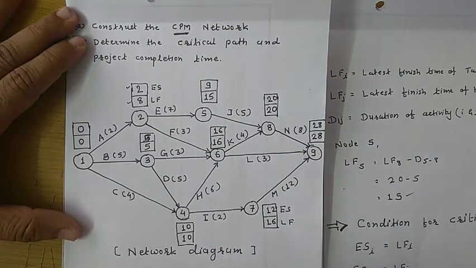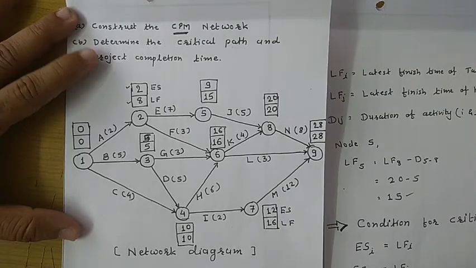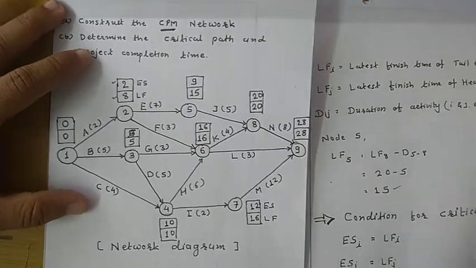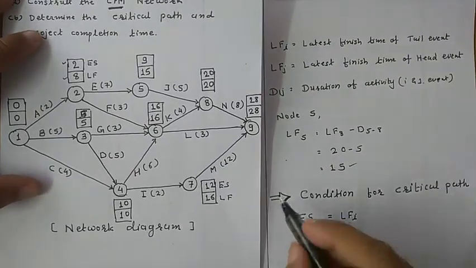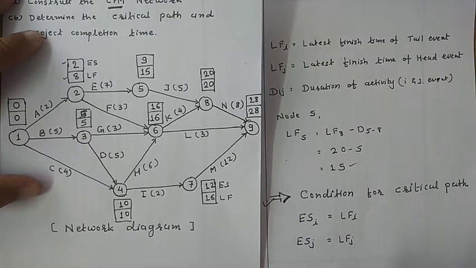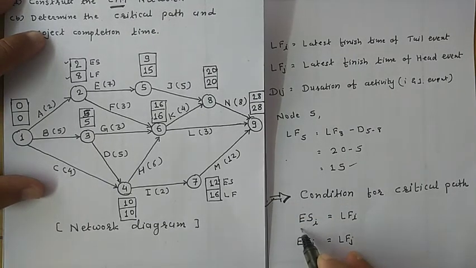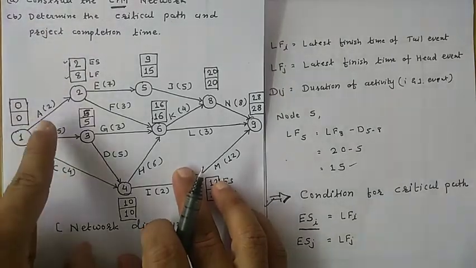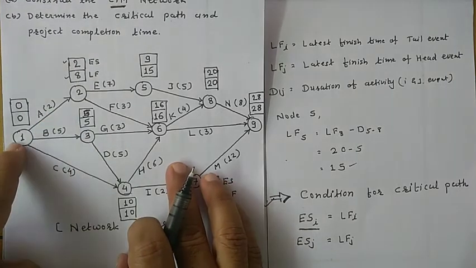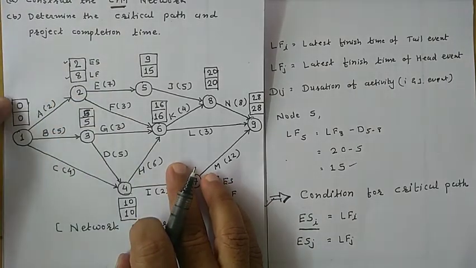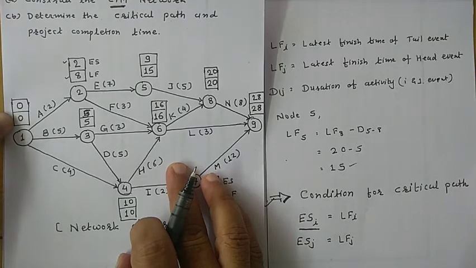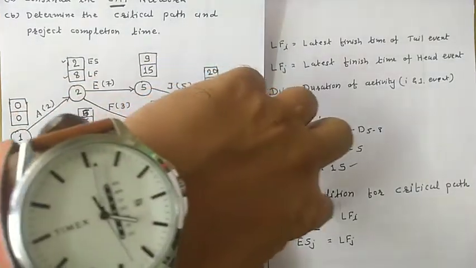Now, for the critical path, there are two conditions you have to check. First is ESI, the earliest start time of the tail event, is equal to the latest finish time of the tail event. Suppose we consider this activity: the tail event is this and this is the head event. The earliest start time of the tail event and the latest finish time of the tail event both should be the same.